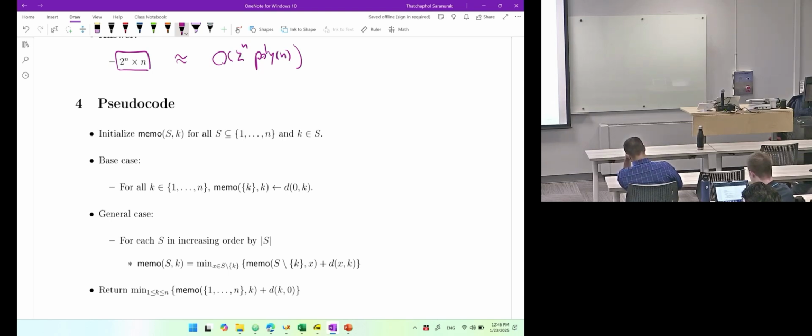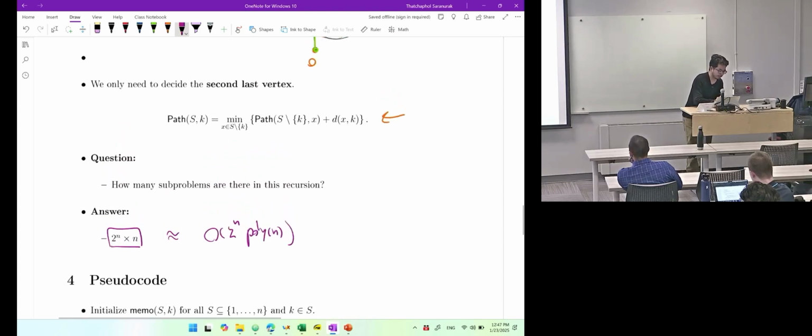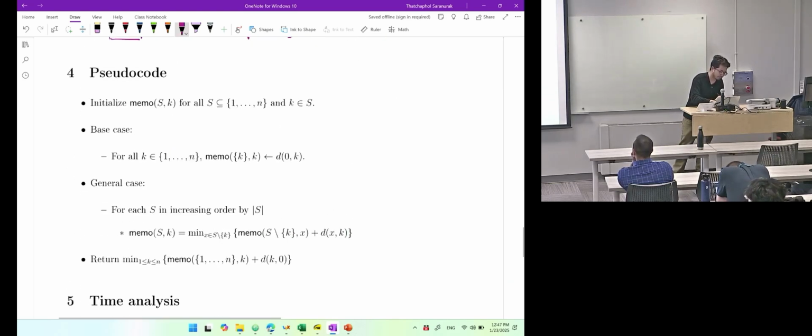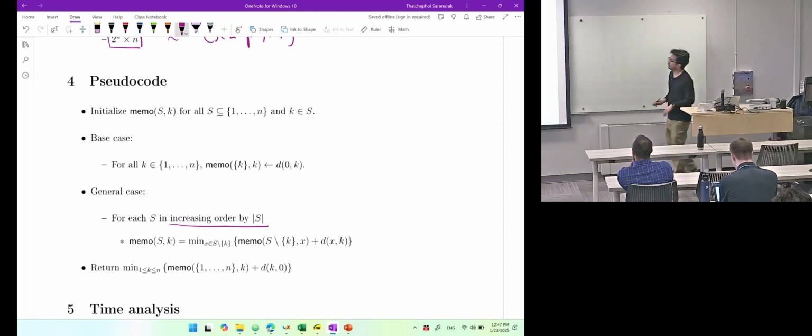And try to fill in the whole table. So we need to loop through the table in the correct order. What's the correct order here? We need to fill in the table when s is ordered in increasing order by the size of the set. As long as we do that, then it's good. Because the recurrence is such that when you want this for s, you're going to look up the cell that depends on a set of smaller size. So as long as the order of the loop is increasing by the size of s, that's good.